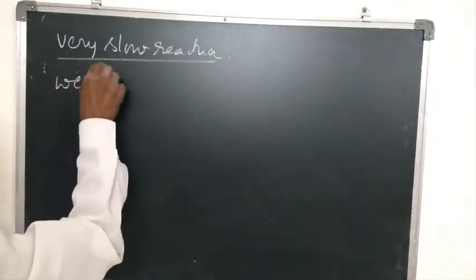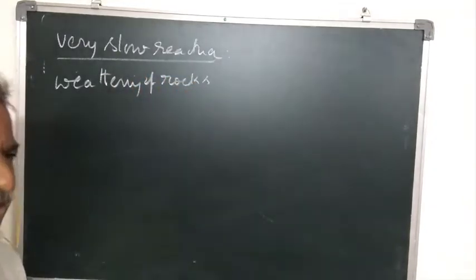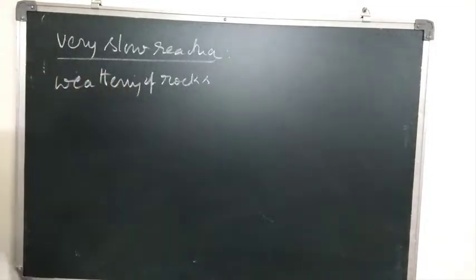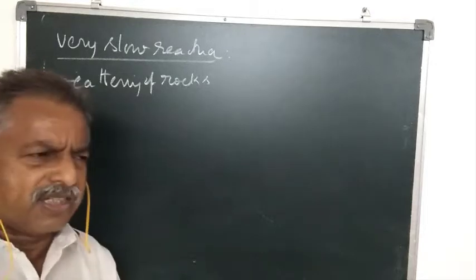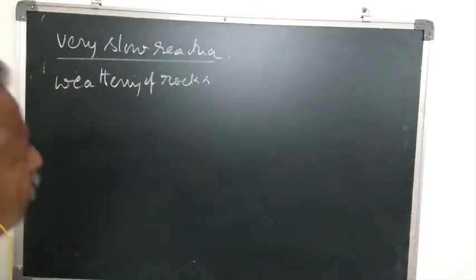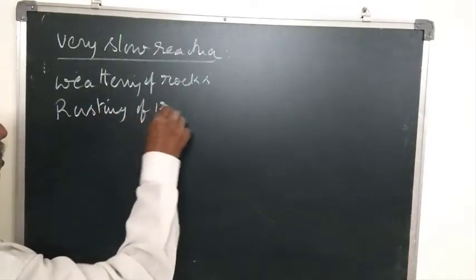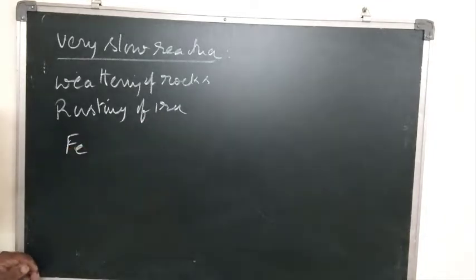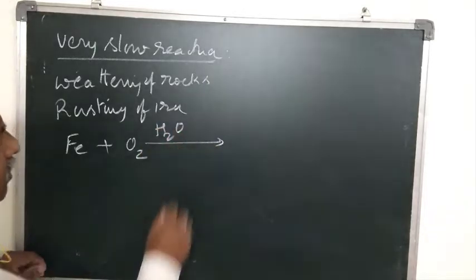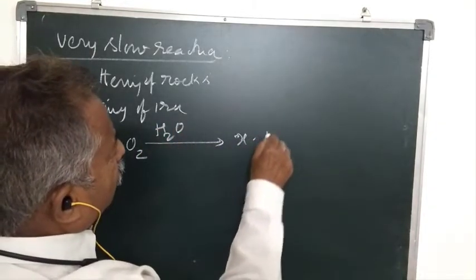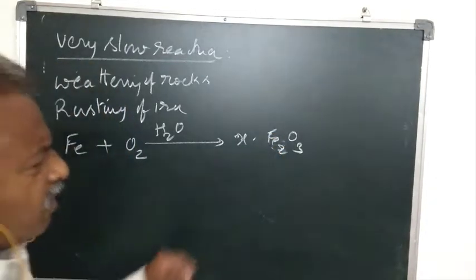Weathering of rocks. Weathering of rocks means when rocks react with atmospheric oxygen or water, many changes take place, and of course this is referred to as weathering of rocks. And rusting of iron. Iron, when it combines with oxygen in the presence of moisture, we get brown scales of Fe2O3. Brown scales.